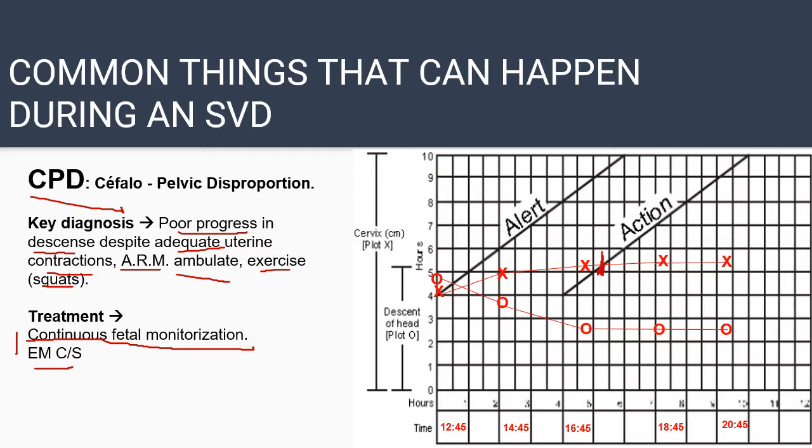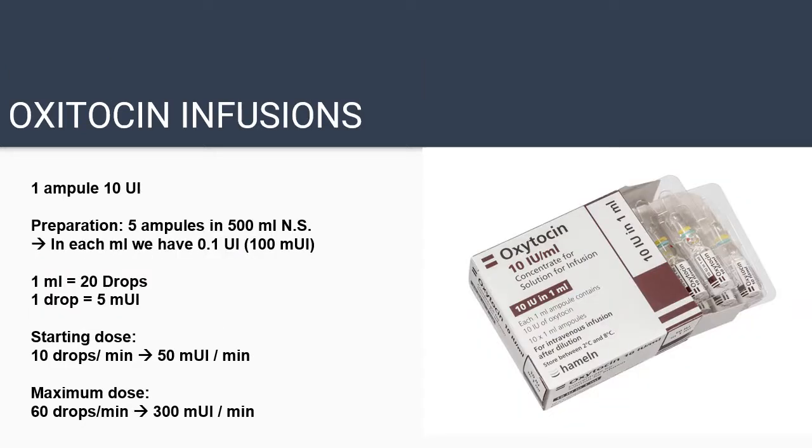So one of the things that we have to do is to augment the mother with oxytocin in the case that the uterine contractions are not good. So how do we do that? The oxytocin infusion we need to prepare with 5 ampoules in 500 ml of normal saline. That means that we have 0.1 international unit every 100 ml.